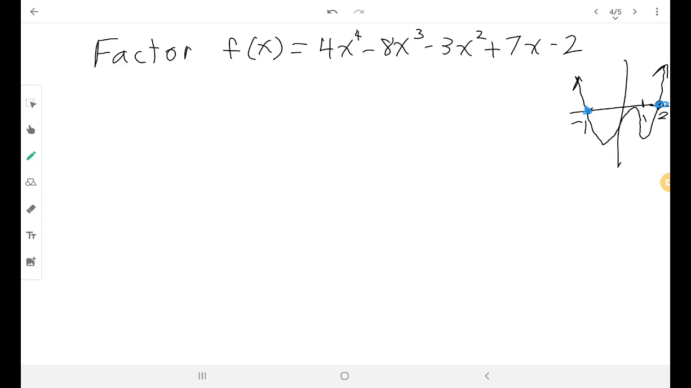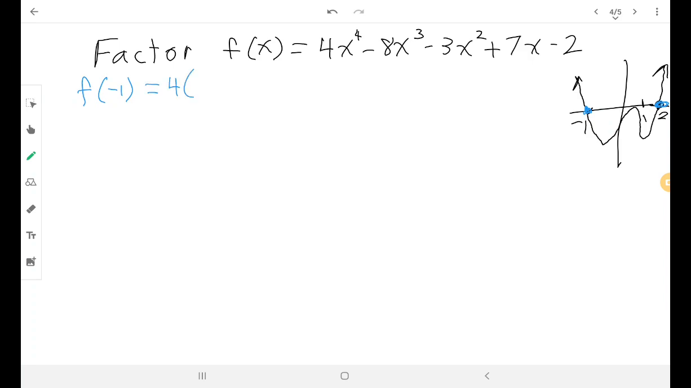Because if you plug in the x and calculate, you're going to get the y value, and the y value for every x-intercept is 0. So if I plug in -1 for x, and I get out 0, then I know the y value on the graph has to be 0, and that makes it an x-intercept, which makes it a root. So let me calculate f of -1.